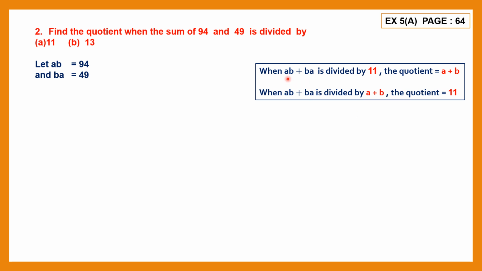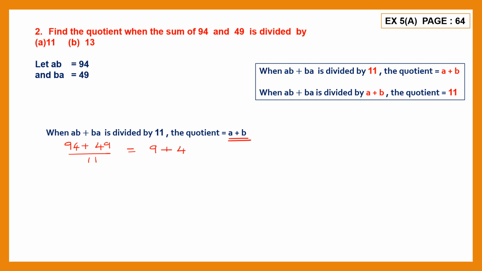When you add up AB plus BA, here it's saying the sum is divided by 11. So we're going to divide it by 11. The quotient is going to be A plus B. Okay, so let's work that out. AB is 94 and BA is 49. When this is divided by 11, the quotient is A plus B. How much is A? A is 9 plus B. How much is B? 4 and the answer is 13. Can you see that? So here the quotient when the sum of 94 and 49 is divided by 11 is 13. Now we have to see what happens when it is divided by 13.